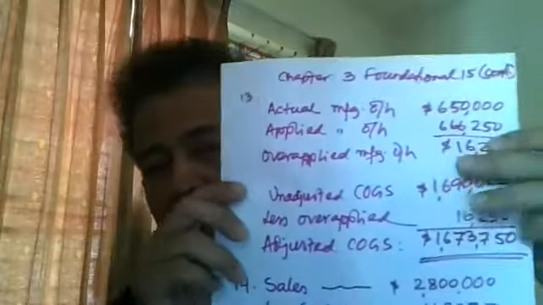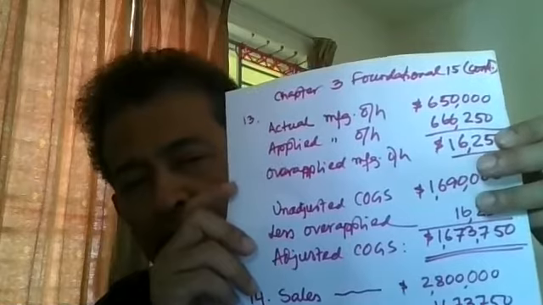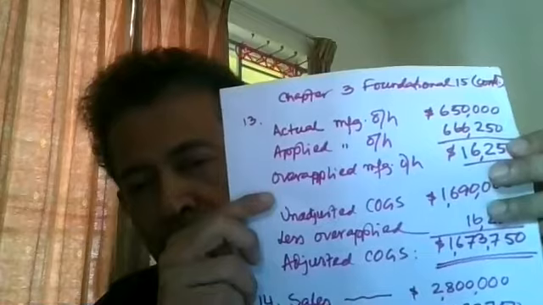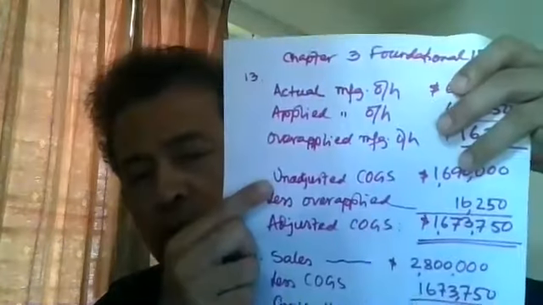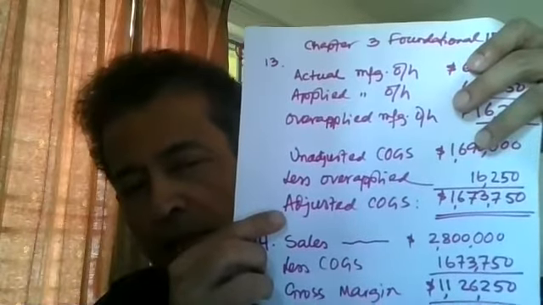And remember, we had some overapplied. So take the overapplied away, take it off. This is $1.69 million. You should have the adjusted cost of goods sold. So I've done the work here. You can see actual manufacturing overhead minus applied gives us the overapplied, because applied is higher. So the difference is overapplied here, and the overapplied is taken off the cost of goods sold. You can see unadjusted cost of goods sold was $1.69 million minus overapplied would have given us adjusted cost of goods sold, the real cost of goods sold.